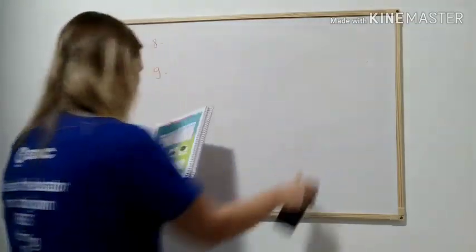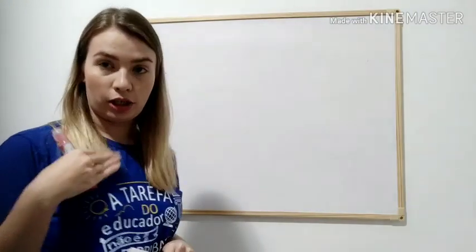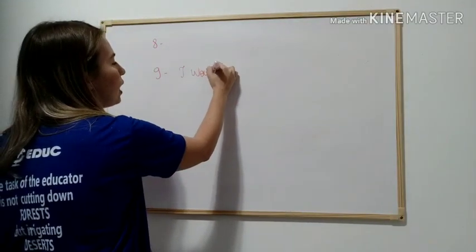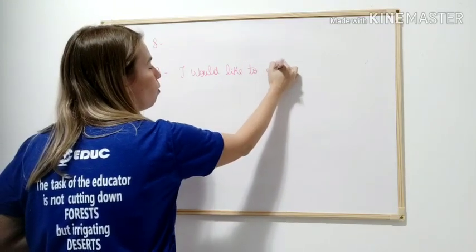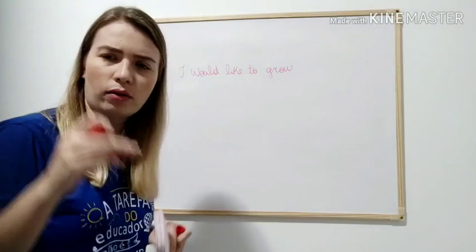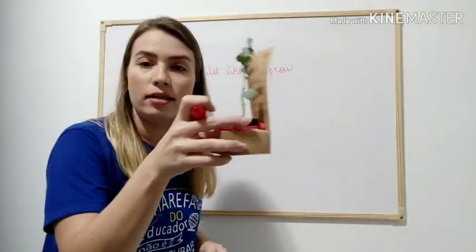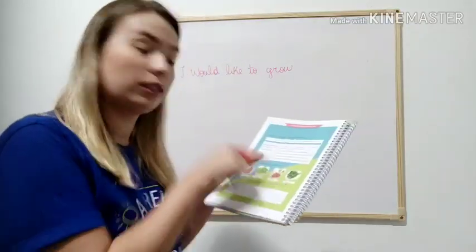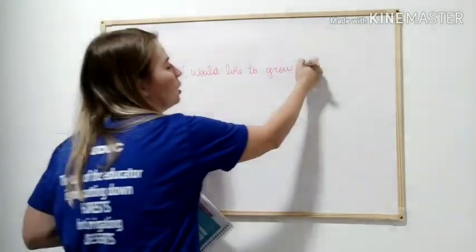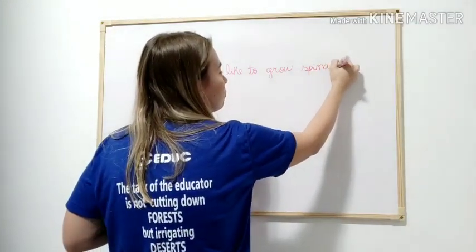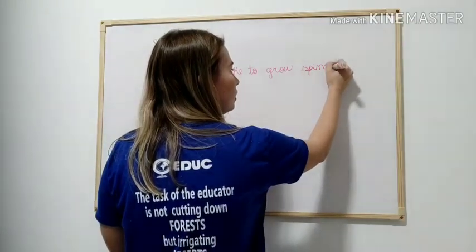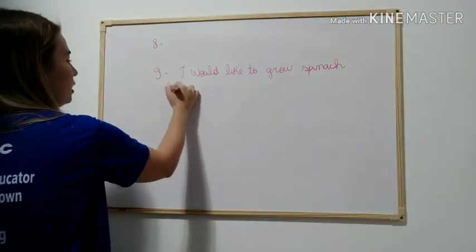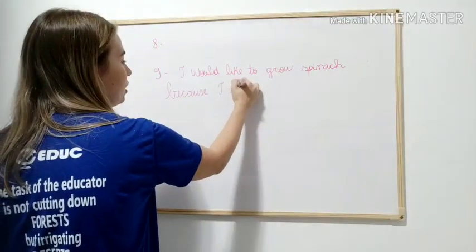So, me, teacher Barbara, I would like to plant, to grow. I would like to grow. To grow is to plant, okay? To plant in a vase in your house. I would like to plant spinach because it's delicious. Spinach. Because I like it.